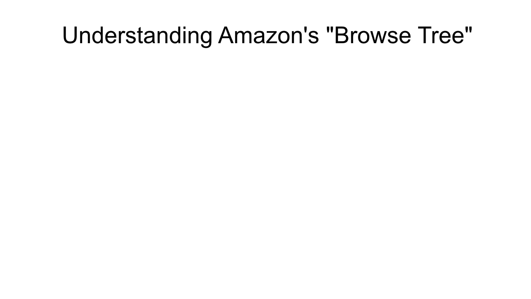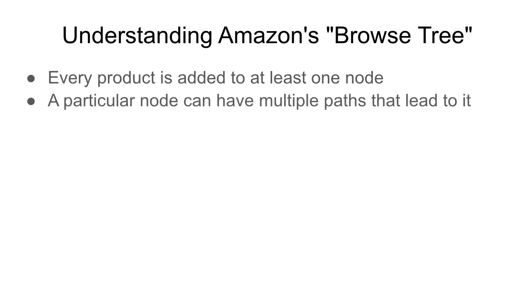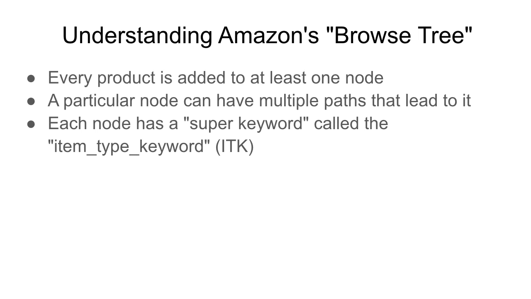Now, another thing about the browse tree is that in addition to every product being added to at least one node, and every particular node has potentially multiple paths that lead to it, there's something else about a node that becomes critical to understand, and that is that each node has a super keyword called an item type keyword that's associated with it. The item type keyword that we're going to call the ITK is a specific word. It can be 1 or 2 or even 3 or 4 words long, so it actually kind of resembles a phrase much of the time.